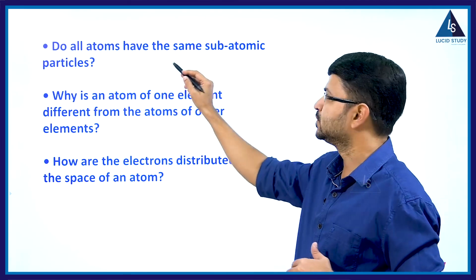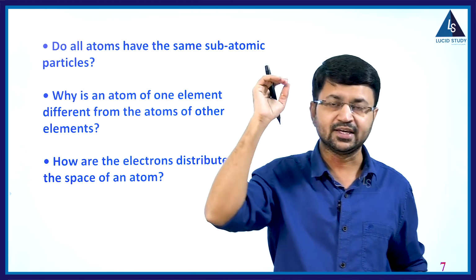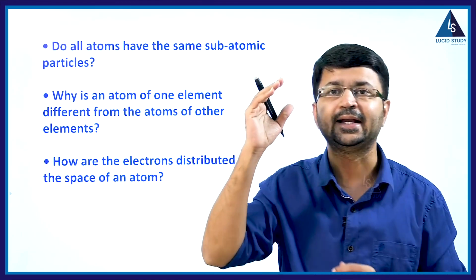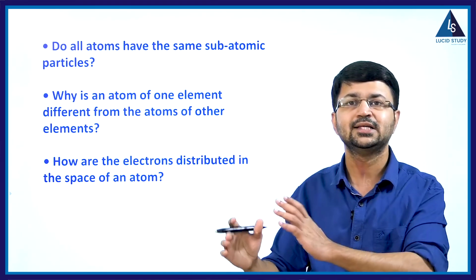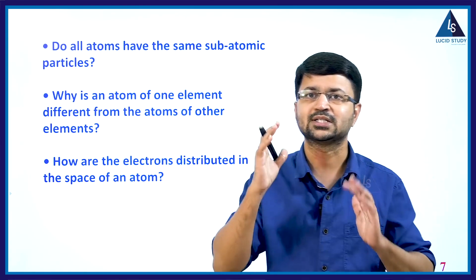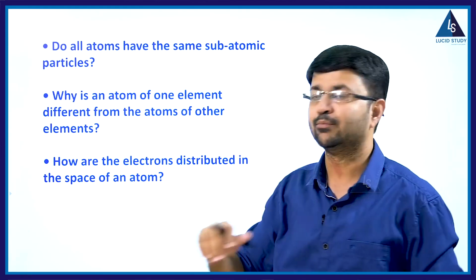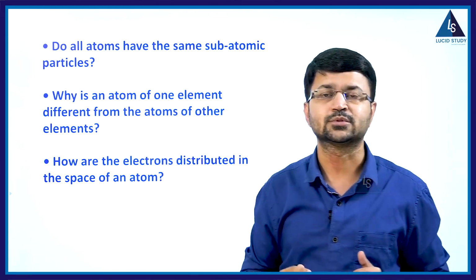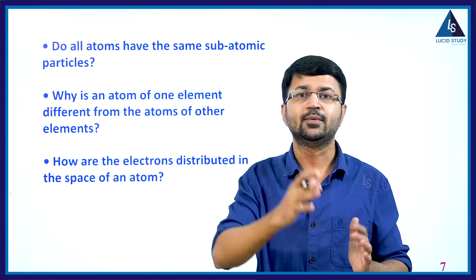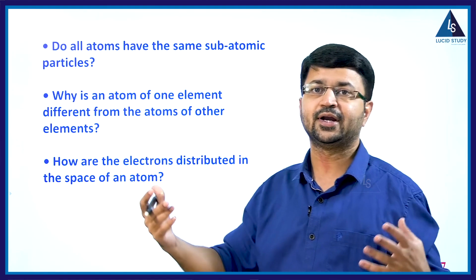Do all atoms have the same subatomic particles? Means all atoms have the same kind of subatomic particles. There are a total of 118 elements, and all these elements consist of the same kind of subatomic particles, neutrons, electrons and protons, and their arrangement within the atom is also the same. But what differs among the atoms is the number of these subatomic particles, which varies from one element to another. Because of this reason, these elements have different properties.